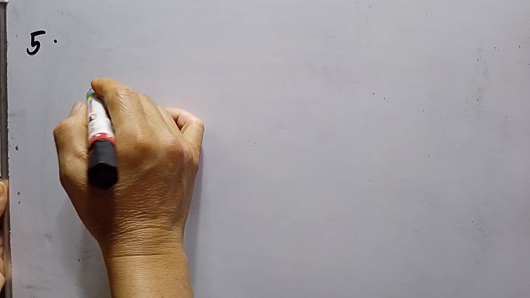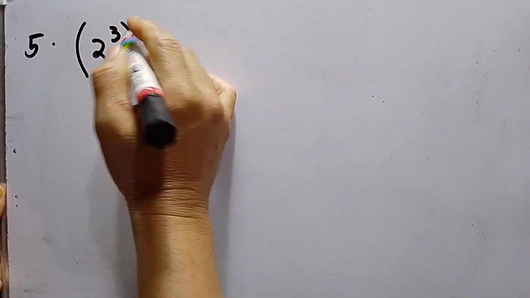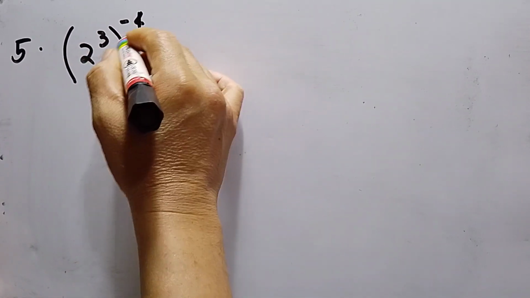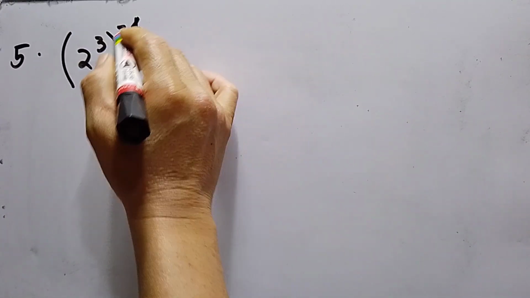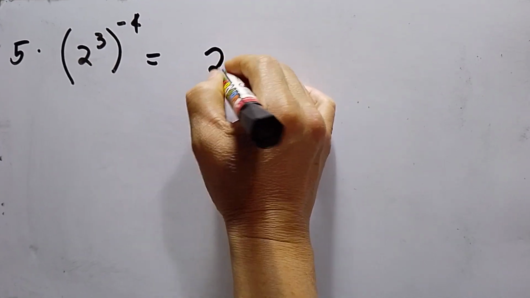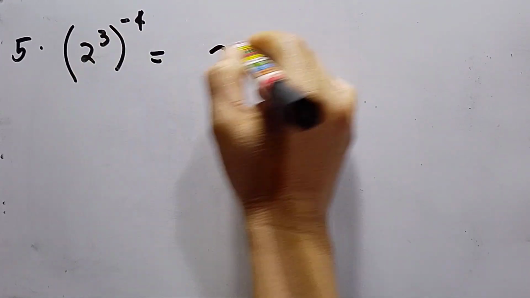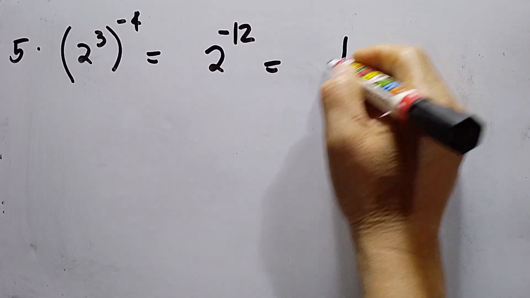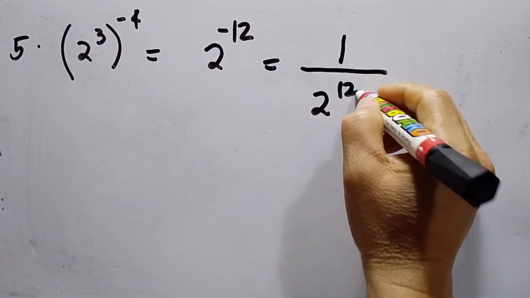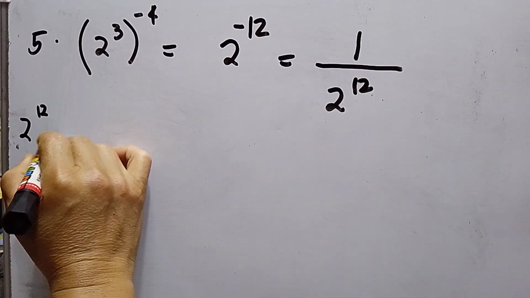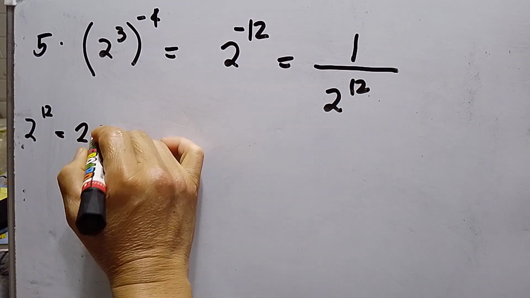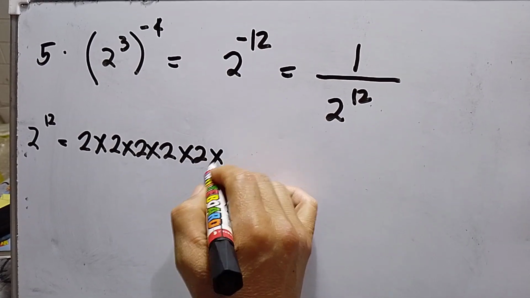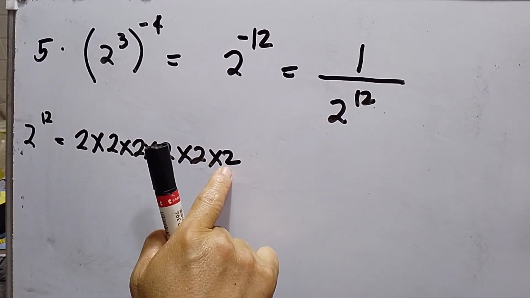Now let's move to number 5. Number 5 is 2 to the 3rd power raised to negative 4. So this will be multiplication of powers. So I need to multiply the exponents. So this will be 2. 4 times 3, this is negative 12. Since this is negative exponent, I need to write 1 over 2 to the 12th power. What is 2 to the 12th power? So 2 times 2 times 2 times 2. 1, 2, 3, 4, 5, 6.